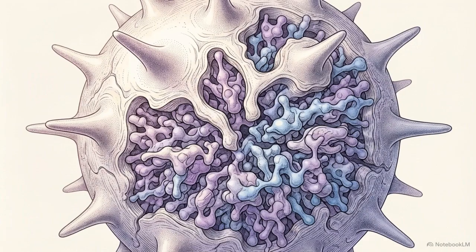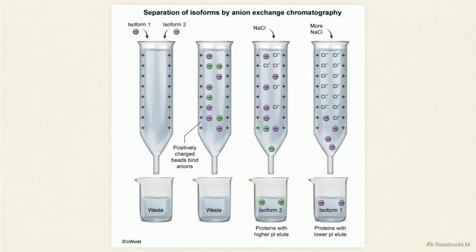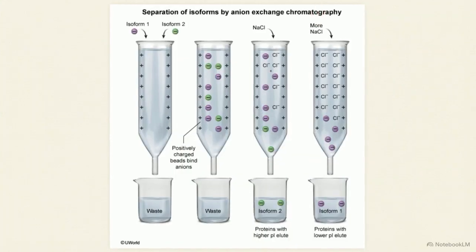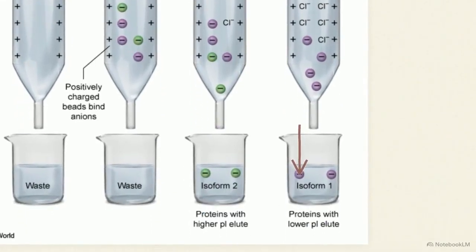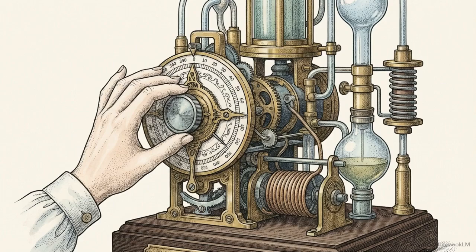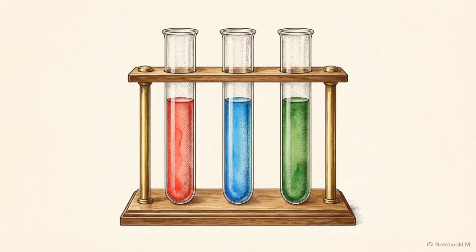Those target anions form strong ionic bonds with the stationary phase. Left alone, they will never elute. To retrieve them, we introduce a competitive mobile phase loaded with sodium chloride. The negatively charged chloride ions flood the column, outcompete the proteins for the positive binding sites, and force our target molecules to release and flow out into the beaker. By controlling the exact concentration of that competing salt, we dictate the precise moment a specific protein loses its grip, allowing us to sort complex biological mixtures by their exact isoelectric points.